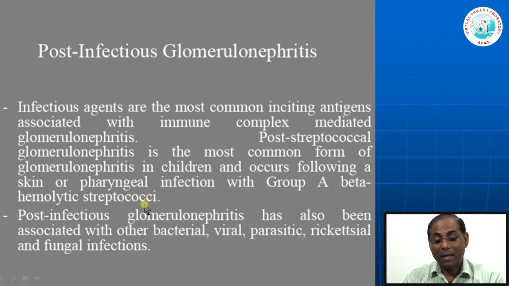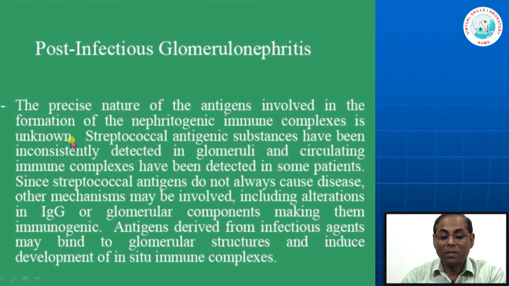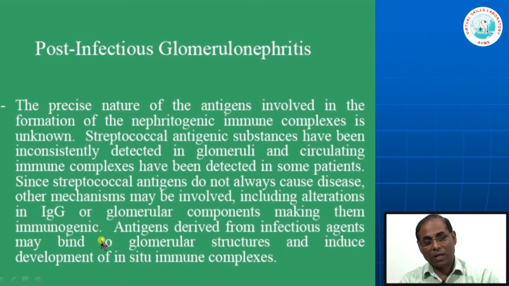You have to realize that infections other than streptococci are also increasing in incidence. So, there may be other bacterial, viral, parasitic, rickettsial and fungal infections that can also give rise to this post-infectious proliferative glomerulonephritis. Now, the precise nature of the antigen involved in the formation of this nephritogenic immune complex is unknown. There is some evidence that streptococcal antigenic substance has been detected in the glomeruli and circulating immune complex has been detected in some patients. Since streptococcal antigen does not always cause disease, other mechanisms may be involved, including alteration of the immunoglobulin IgG or glomerular component, making them more immunogenic. So, it has a complex structural alteration.